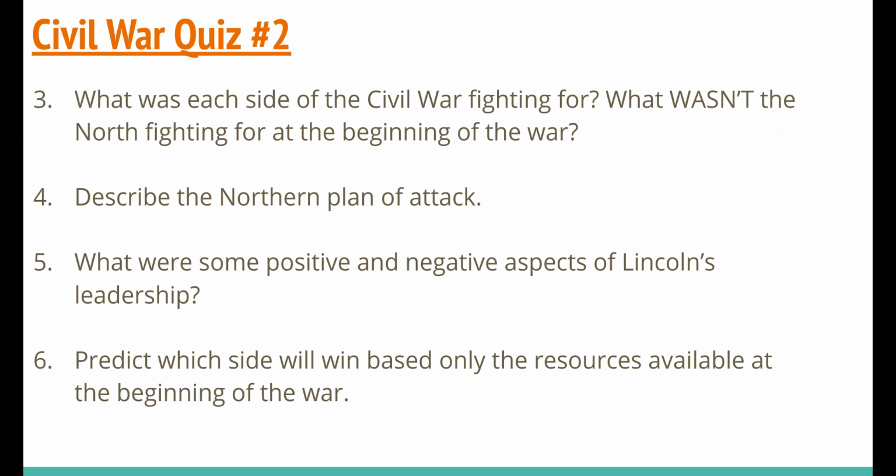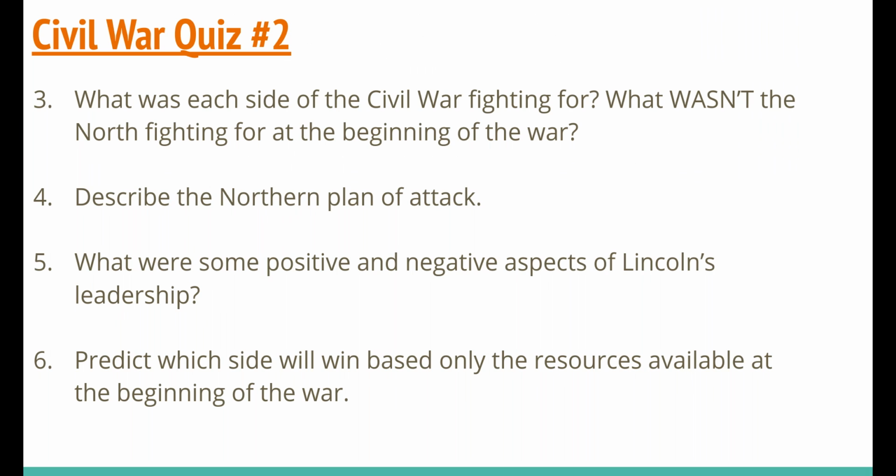Looking at question 4, describe the Northern plan of attack. That would be Winfield Scott's Anaconda plan. You could call it Scott's Great Snake, to strangle the South using a naval blockade and divide them up the middle along the Mississippi River. And we'll talk about the fulfillment of that plan today with the Battle of Vicksburg.